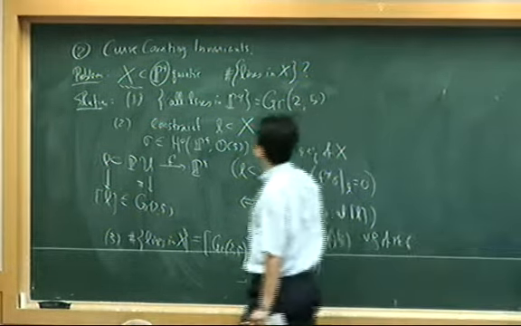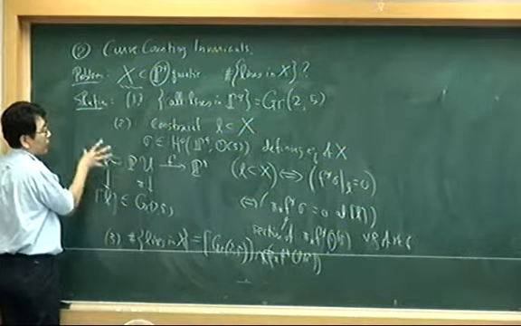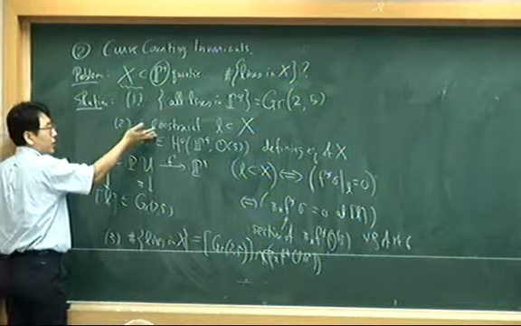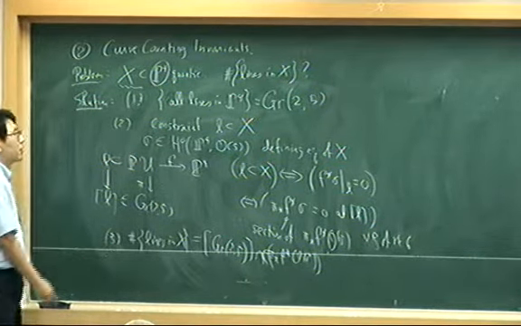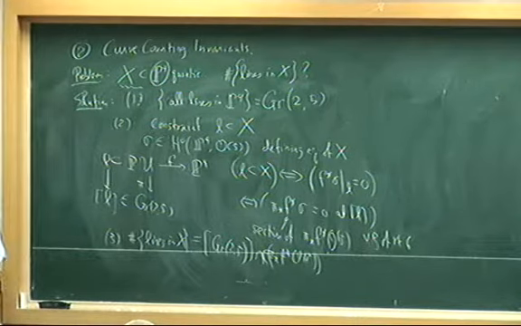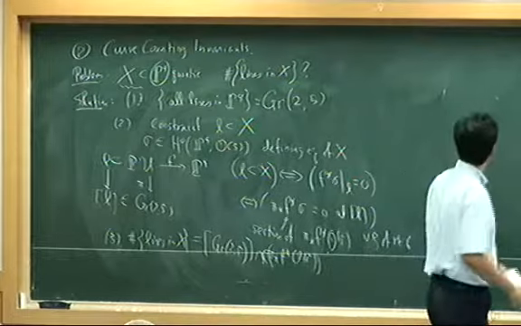So the first step, we need the moduli space. We first construct the moduli space. Secondly, we interpret the constraints as cycles. And thirdly, we take the intersection numbers of the cycles inside the moduli space. That's how we define curve counting invariants.